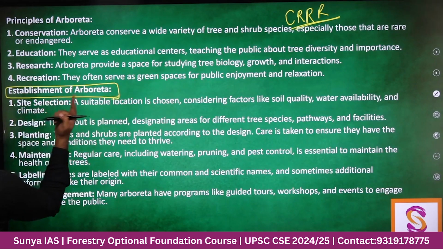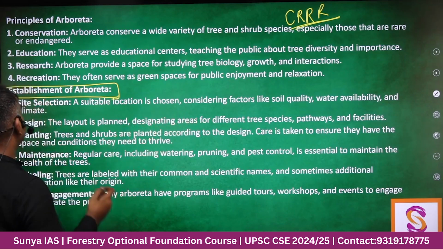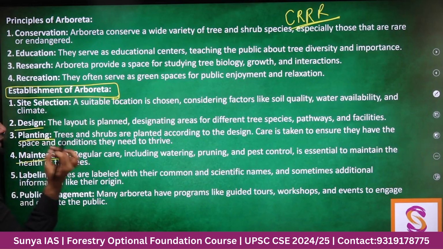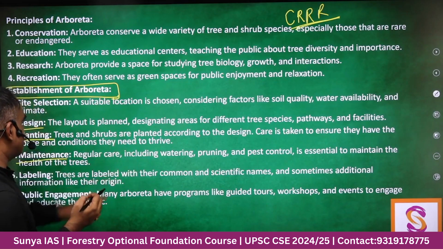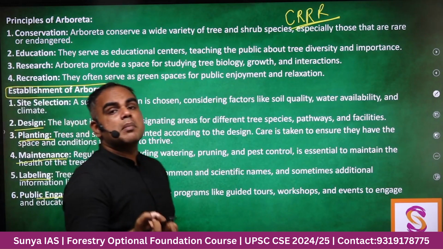And how is this established? You need to select a site. Again, the site, soil quality, all these things, water has to be there properly. You have to design this so that pathways for different tree species can be there. Planting has to be done. Maintenance and care have to be done regularly. Pruning, pest control, watering have to be done. Labeling is very important, so that scientific names and additional information are there. And lastly, public engagement.